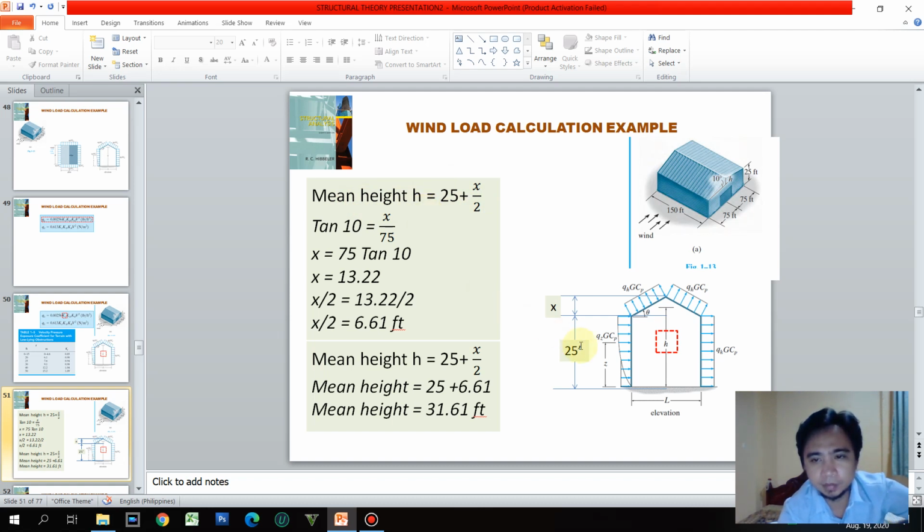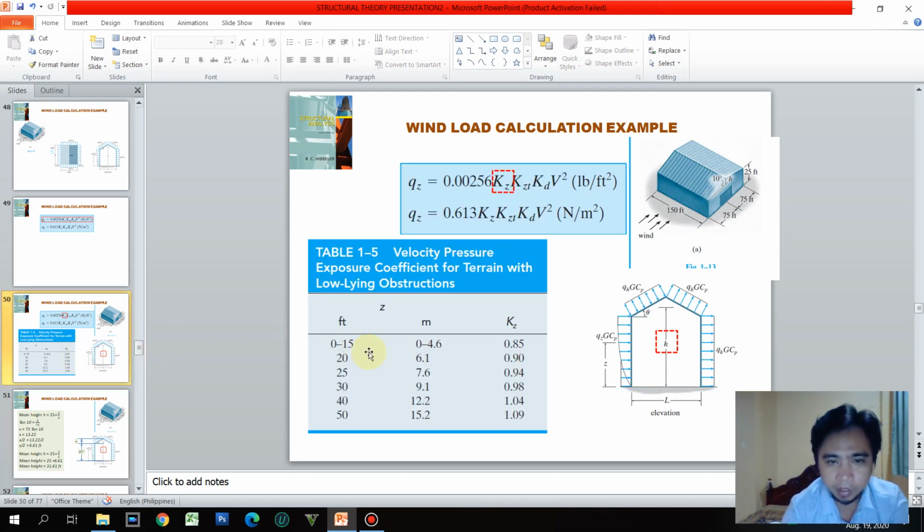Now x is a function of the tangent. Tangent of 10 degrees is equal to x all over 75, because this is 75. So utilizing this right triangle, x therefore is 75 tangent 10, which is 13.22, and x over 2 is 13.22 all over 2, that is 6.61 feet. Moving on, just substitute here, then our mean height would be equal to 31.61 feet.